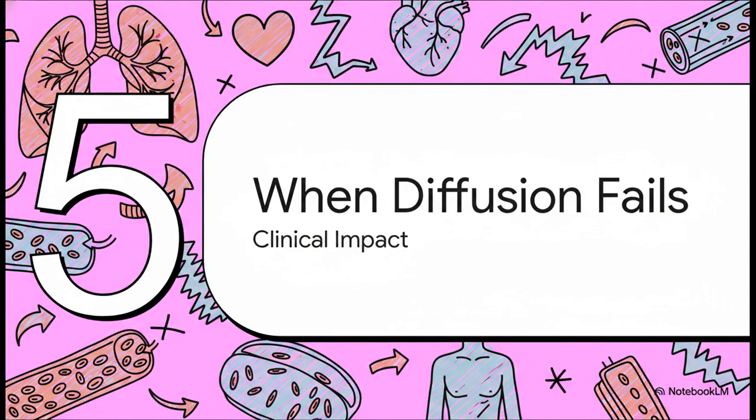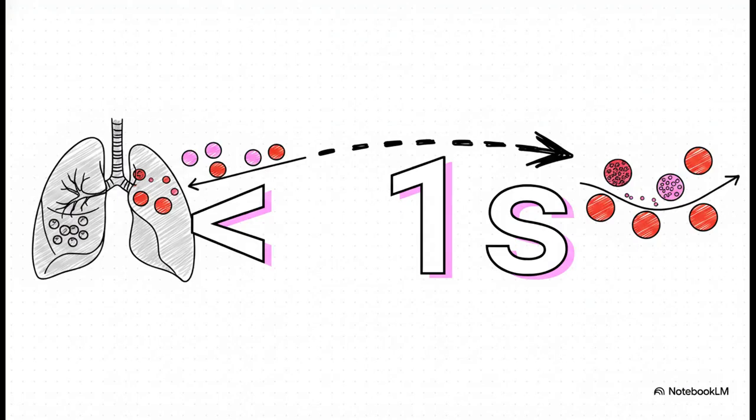Bringing it all together now in section 5, when pulmonary diffusion fails, let's look at the overall impact on our patients. To really appreciate the pathology here, we have to respect the normal physiology. In a healthy, non-fibrotic lung, with that huge surface area and perfect gas gradients, diffusion is breathtakingly fast.